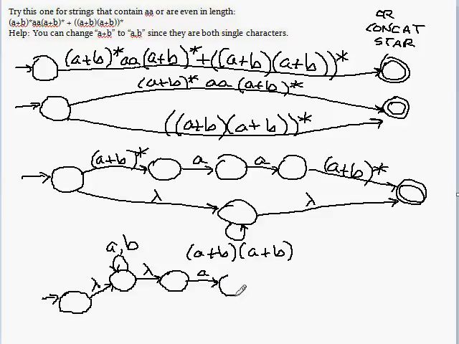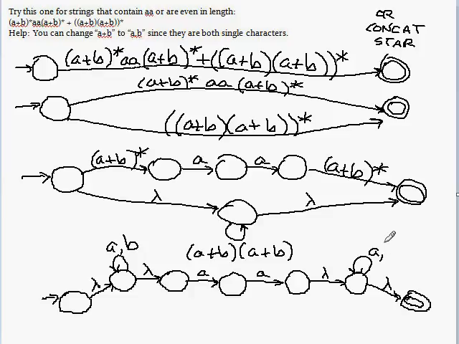Now we need another A. We need to do that very same thing again out here. So there's my except state. I need a new state in between to get rid of the star. Lambda, lambda, loop, A comma B.